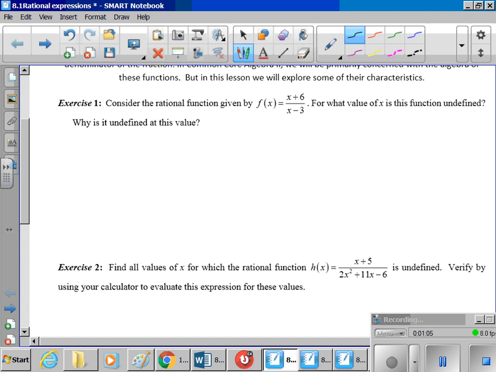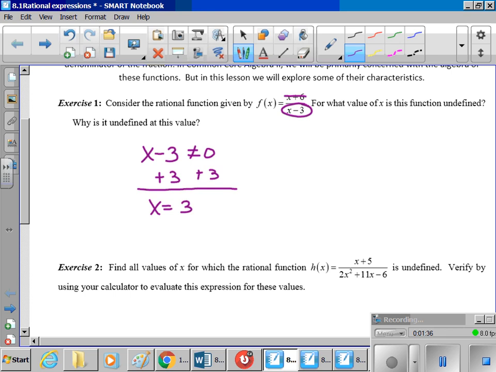And when we're looking for an undefined, we don't care about what's going on in the numerator. We're very concerned about what's happening in our denominator. So we know that x minus 3 cannot equal 0 when we talk about a fraction. So we add 3 to both sides, and x is equal to positive 3. So it says, for what value of x is this function undefined? It's x equals 3. And why is it undefined at this value?